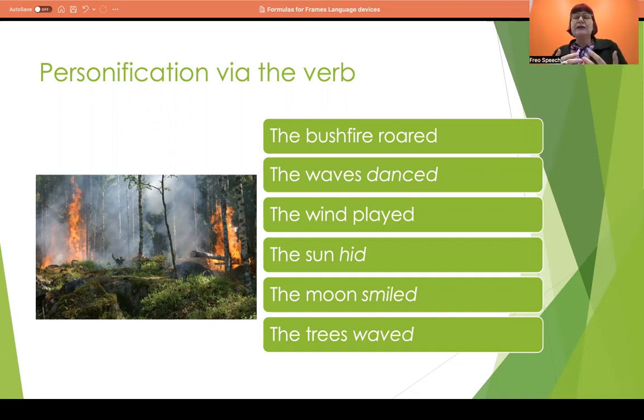And so if we said the bushfire roared, we know that that's something that you would associate with a lion. So a lion would roar. So that gives that bushfire almost a sense of a predator, of an angry, dangerous animal, because it's got that one word in it that's roared, and that's what we would associate with a lion. So they're really efficient and effective imagery makers.